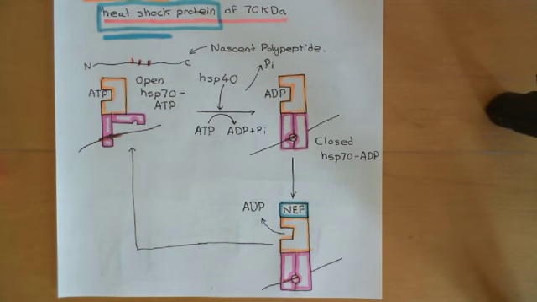If it fails to fold into its native conformation, it will still have those hydrophobic residues visible, and then another heat shock protein 70, potentially the exact same one, or another one in the cytoplasm, can bind to it, sequester it away from forming aggregates, and then go round this cycle until eventually it finally does fold back into its native state.